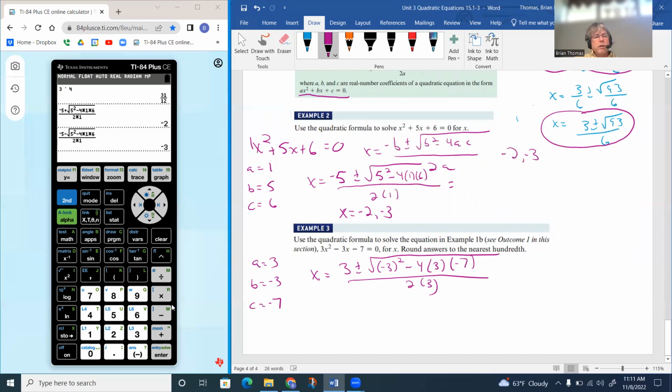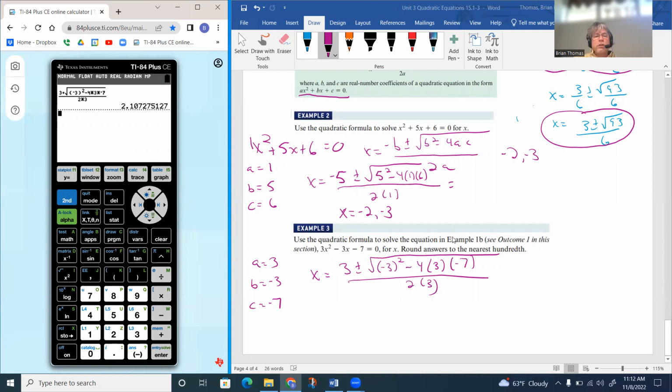So using our calculator, we can clear this all off. Alpha F1 and over D. So I have a 3. Again, I can't do them both at the same time. Plus, then the square root of, then in parentheses -3 squared, minus 4 times 3 times -7. And then 2 times 3 on the bottom. This gives us then 2.10.